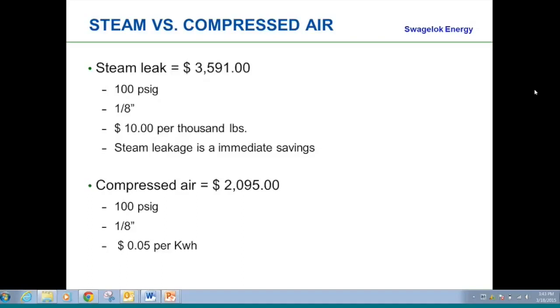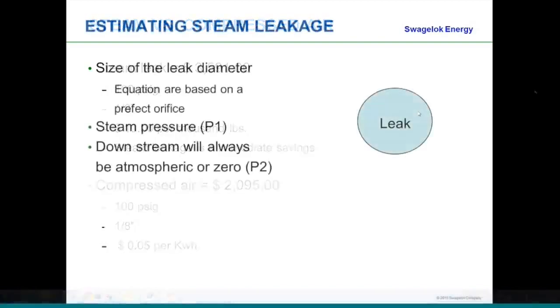Now the thing about that is that a steam leak, if it's corrected immediately, is an immediate savings, whereas with compressed air, if you go out and fix the leak, really the savings is you find enough leakage to remove an air compressor from operation, and then you get the bulk of the savings. Going out and just finding an air leak and correcting it, without shutting an air compressor down and achieving the electrical savings, there's not much in the savings. So steam leakage is immediate savings.